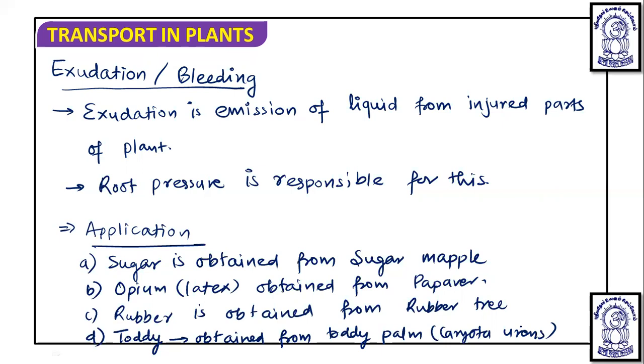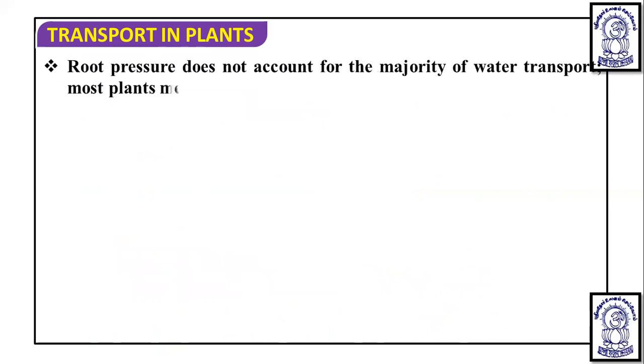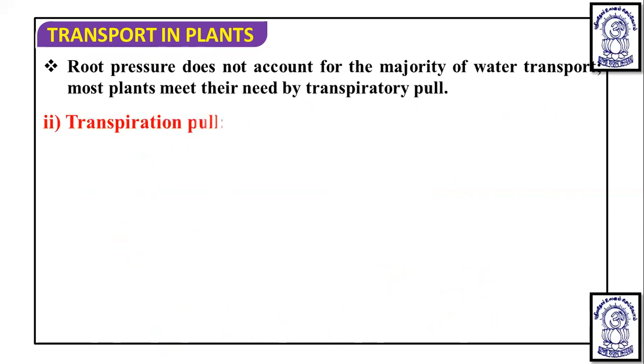Now, after discussion of root pressure, guttation, bleeding and exudation, we have understood that root pressure does not account for the majority of water transport. Most plants meet their need by the transpiration pull. So we have to discuss the transpiration pull. So next is the transpiration pull.